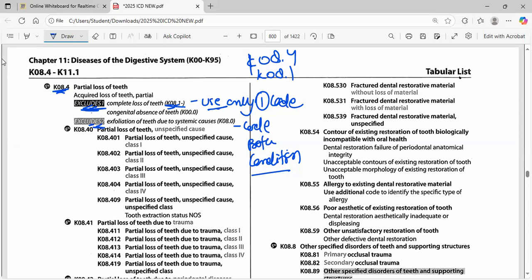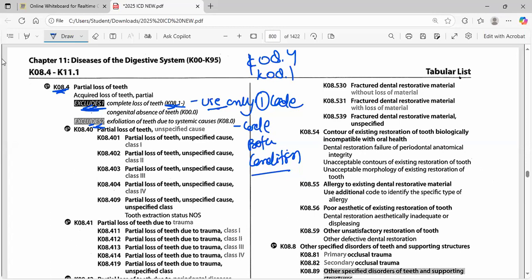Next, we have Excludes2. The Excludes2 note states that even though these two conditions seem to be the same or alike, in that case also we have to use these two codes together. We have to code both the conditions together. So again, Excludes1 will tell us that you have to code only one condition, whereas Excludes2 will tell you that we have to code both the conditions together.